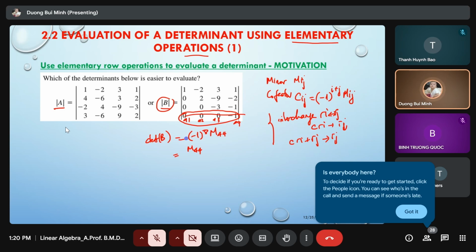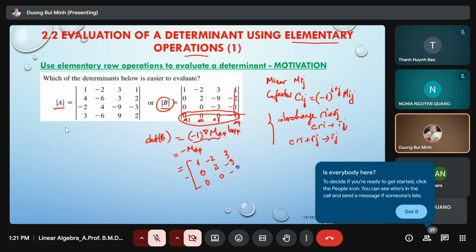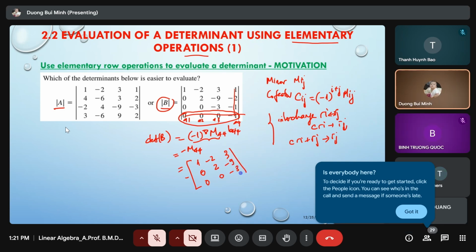Oh, I forgot, we should have a minus 1 here because this is B_34. So B_34 is minus 1, so you get a minus here. And this is C_34, so minus 1 to the power of 7 gives minus. So minus 4, and you can delete this row and this column. So we have minus 1, 0, 0, minus 2, 2, 0, 3, minus 9, minus 3.